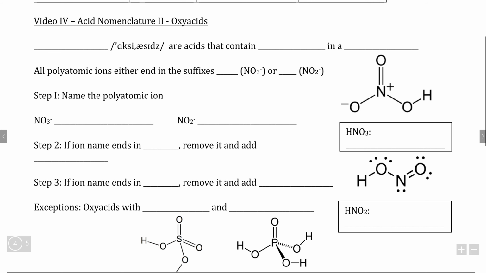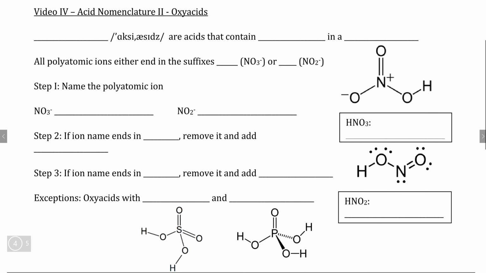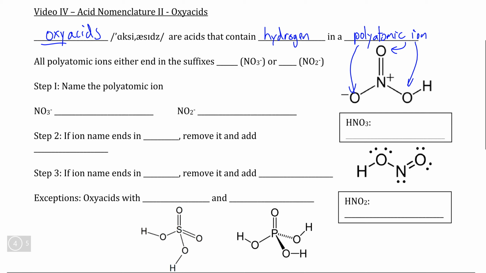In our final video in the Acids and Bases series, we're going to learn about the naming system for oxyacids, the more complex counterpart to the binary acids. So remember that oxyacids are acids that contain a hydrogen that is attached to a polyatomic ion, and again, that polyatomic ion usually has oxygen as the overwhelmingly most common element, hence the term oxyacids.